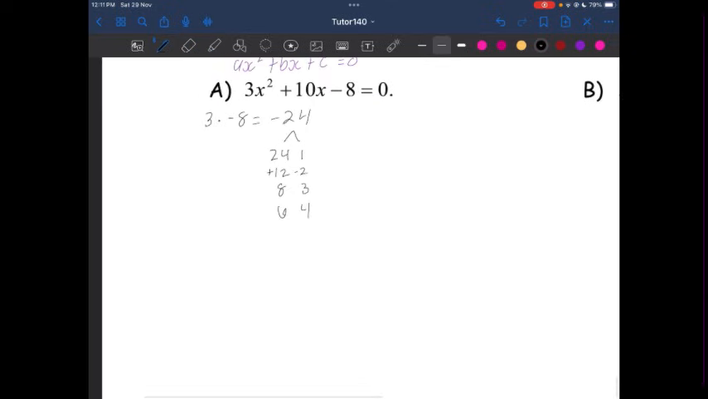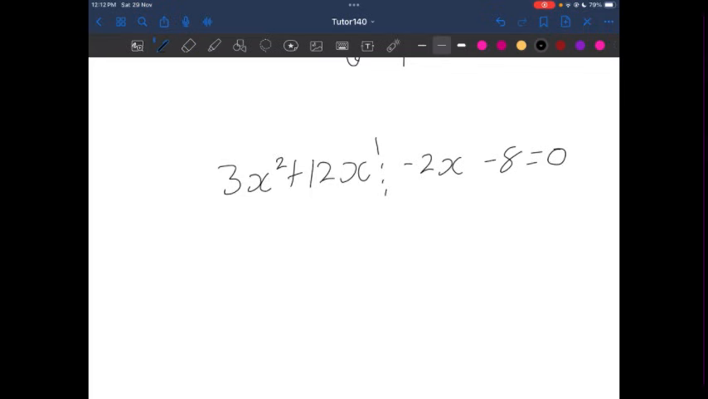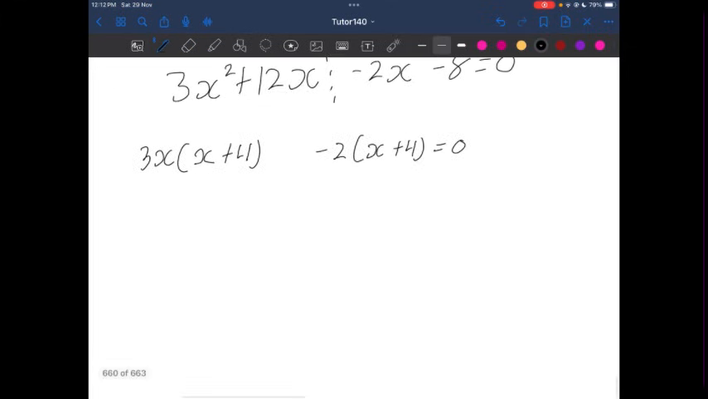So now we could set it up and say that's 3x squared plus 12x minus 2x minus 8 equals 0. Split it down the middle. We're going to factor out each group. So 3x is common in both terms, so we factor out 3x, we're left with x plus 4. 2 is common in both terms, so we factor out 2, we're left with x plus 4. So now we have x plus 4, and then 3x minus 2 is equal to 0.